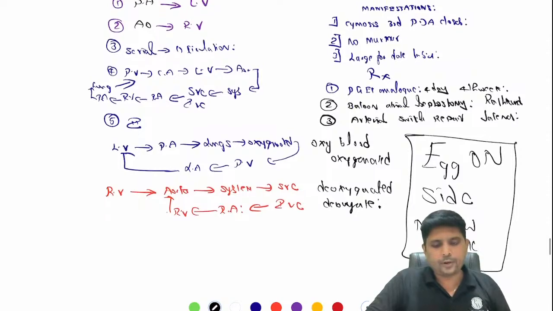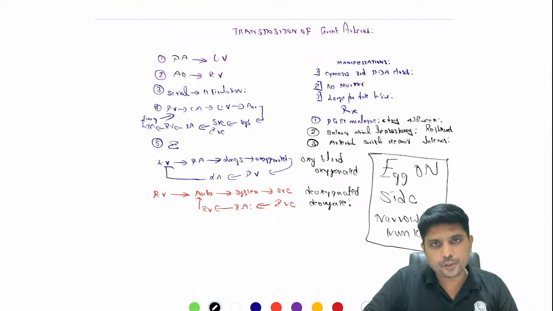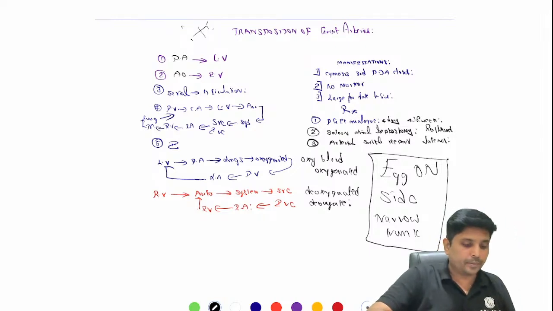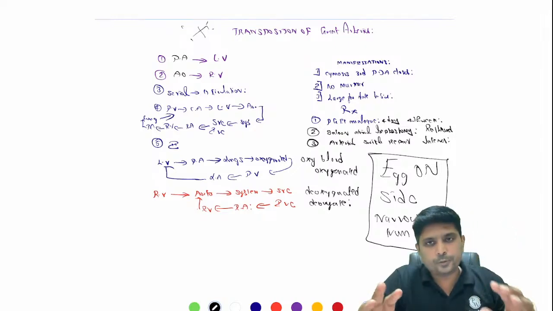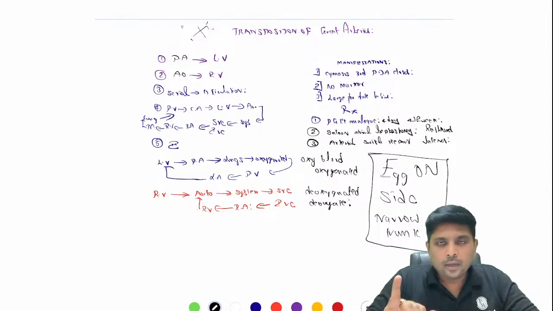Due to narrow trunk, egg on side appearance. So this is all. So what are all the 5 points that my kid needs to know with respect to transposition of great arteries?